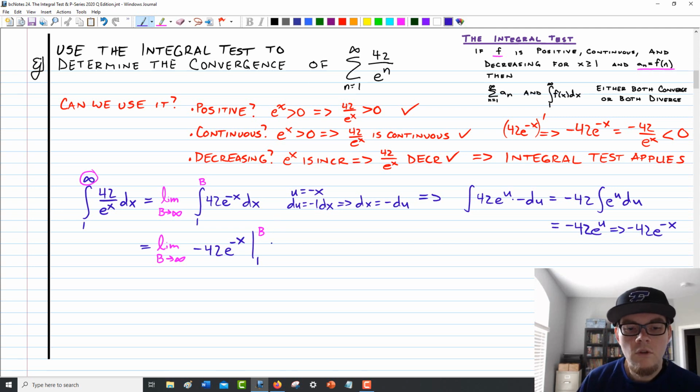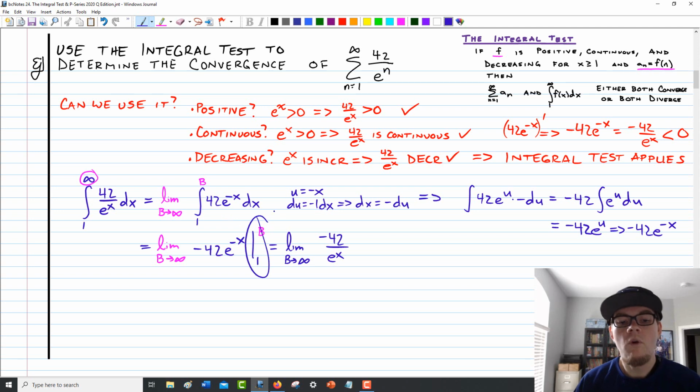Having done so, or being ready to do so, we then will still need the limit. I'll keep the limit in purple for a second. Do the limit as b goes to infinity. I'm going to rewrite this as negative 42 over e to the x. And then because we're evaluating it from 1 to b, I'm going to just start plugging things in. So we'll have the antiderivative evaluated at b minus the antiderivative evaluated at 1.